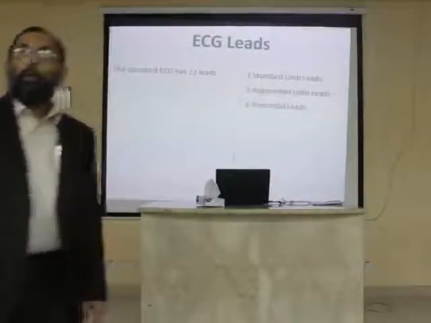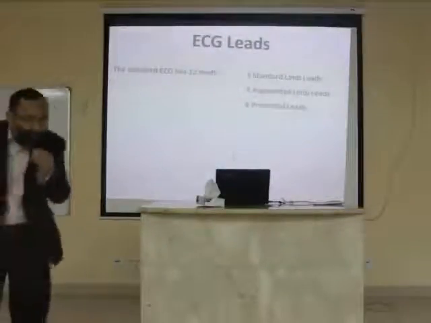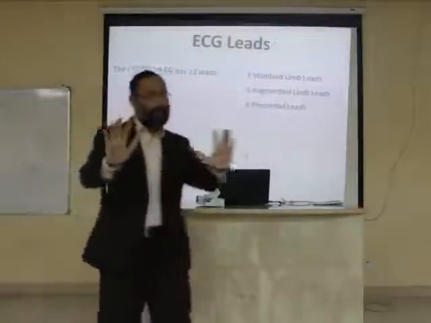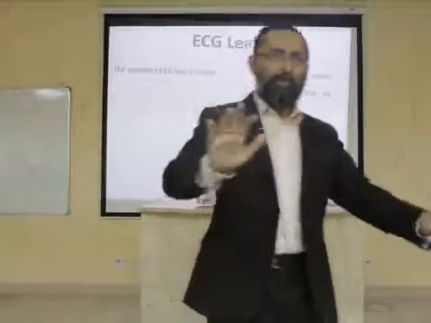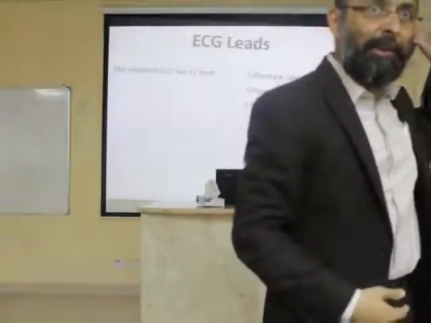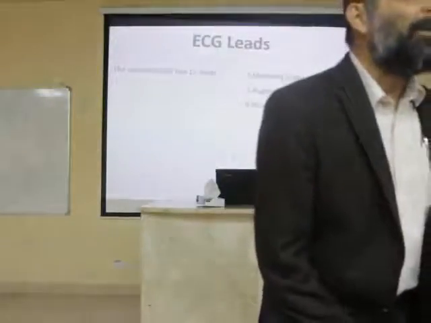Now, concluding, 12 standard leads. Count. 3 standard limb leads. 3 augmented limb leads. We are using some new words. Okay, no problem. And 6 precordial leads. 6 precordial, okay? Chest leads, no problem. Total 6 limb leads, okay? If you count the remaining 6 limb leads, 3 standard limb leads are the bipolar leads.